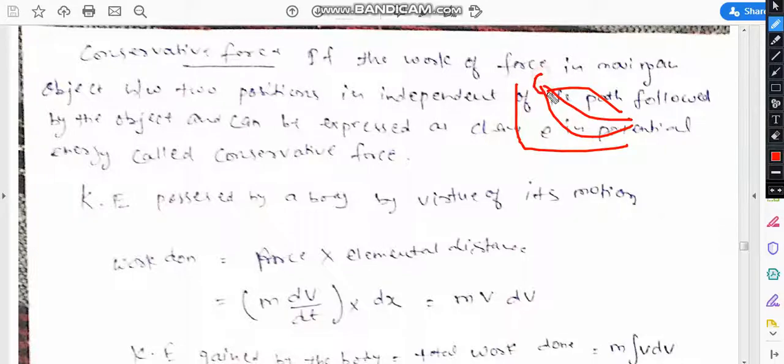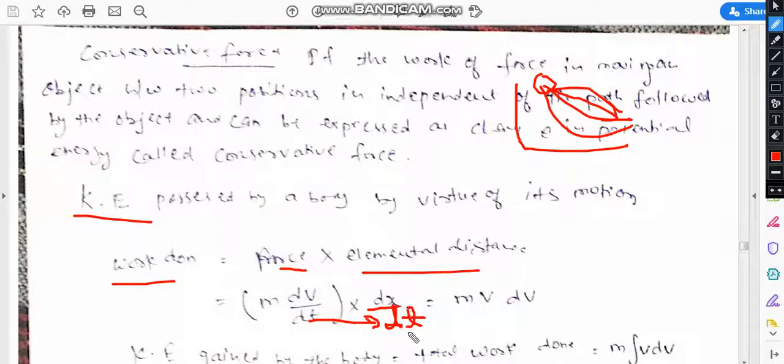And if a mass is moving with some velocity, that kind of force is given by the kinetic energy of a body. Okay, so how can we express this work in terms of kinetic energy? We know that work done is force into elemental displacement. Force is nothing but m dv by dt, and let's suppose the elemental displacement is dx. So dx by dt is v, so the work done is mv dv.